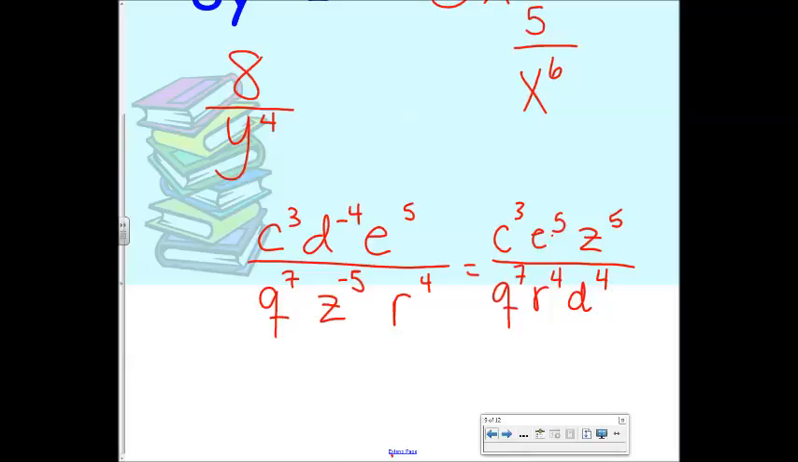So every other thing here will stay the same. The C didn't move, the E didn't move, the Q didn't move, the R didn't move. So really all you did was switch the D and the Z. All right? If it's a negative exponent, it moves. So if it was on the bottom, it goes to the top. If it was on the top, it goes to the bottom.